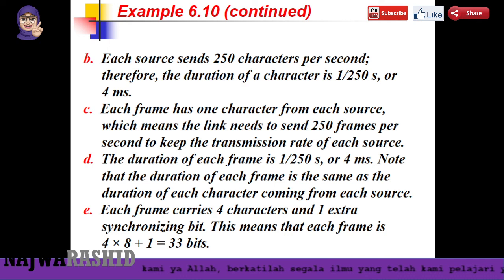D, the duration of each frame is 1 over the frame rate. This one is the frame rate, and this one is the duration, 1 over the frame rate. E, each frame carries 4 characters and an extra 1 bit for synchronization. So each frame is 4 characters, 4 times 8 bits plus 1, so the total number of bits per frame is 33 bits.